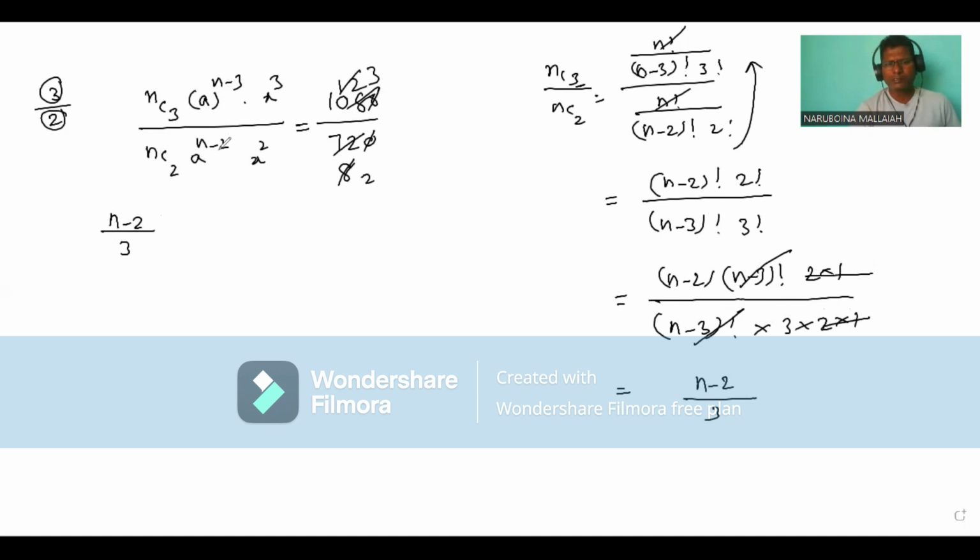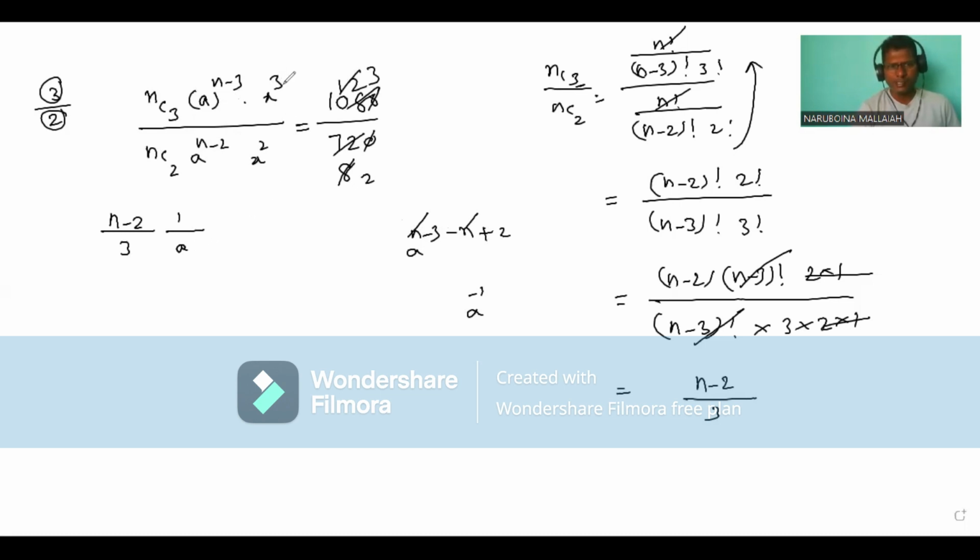n minus 2 is greater than n minus 3, right? So that's why it comes in the denominator: a power n minus 3. Next, send this n minus 2 to the numerator. So this will become minus n, minus 2 becomes plus 2. So plus n minus n gets cancelled. a power 3 minus 2 means 1. 3 is the larger number, so minus. a power minus 1 is nothing but 1 by a.